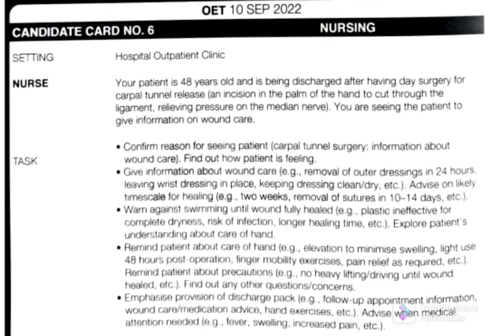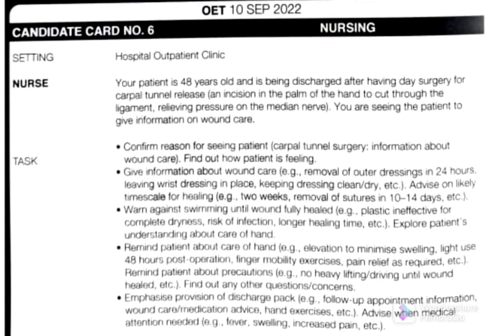You are restricted from heavy lifting and driving until the wound has healed. Either you can tell it like that, or else you can say that it is vital for you to avoid heavy lifting and driving until complete wound healing. Like that also you can present. Then find out any other questions you can ask.